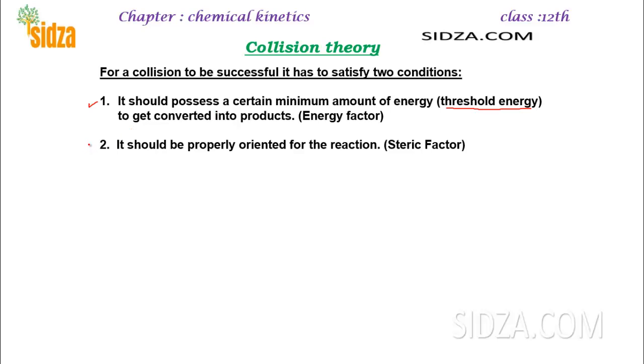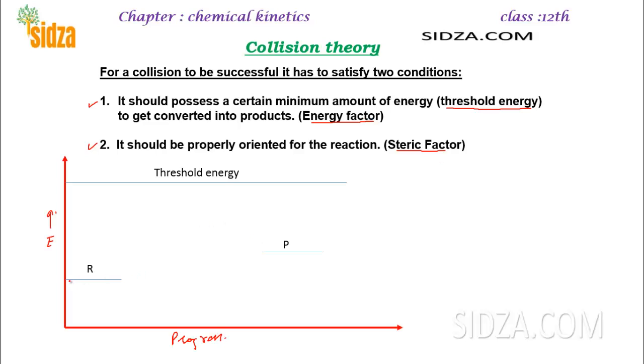Second thing is orientation. That means when molecules collide with one another, they should collide at a proper orientation, right? So the second factor is the steric factor. Number one is the energy factor. Number two is the steric factor. When the colliding molecules satisfy both these conditions, then the product will be formed and we can say the collision is effective.